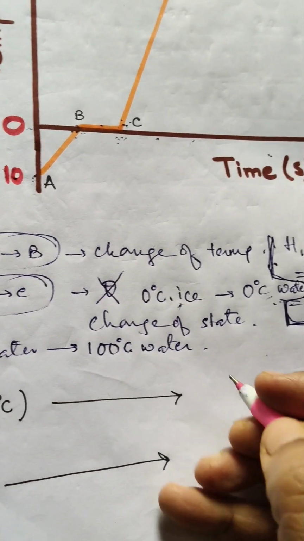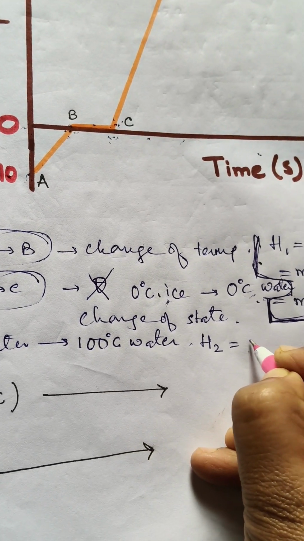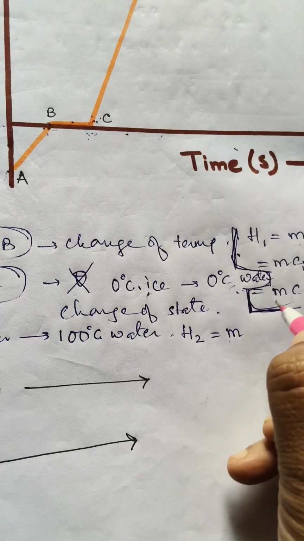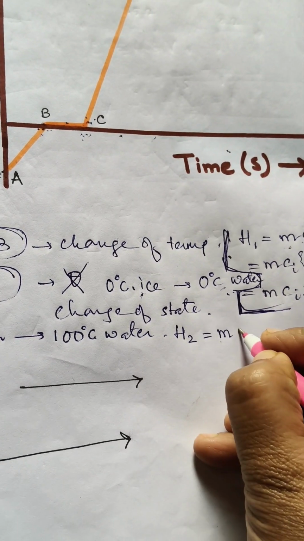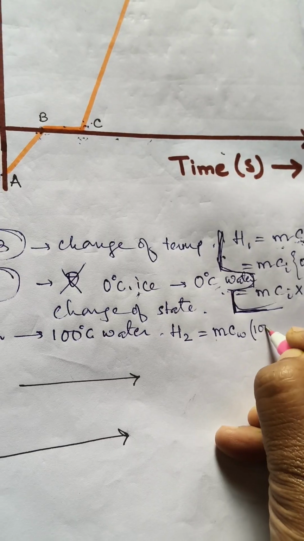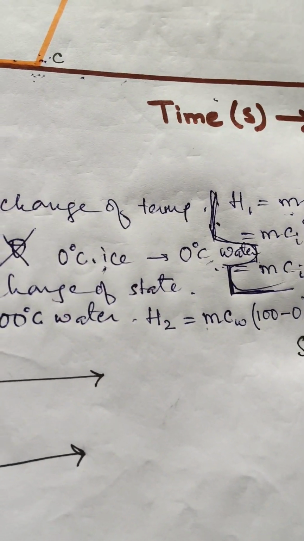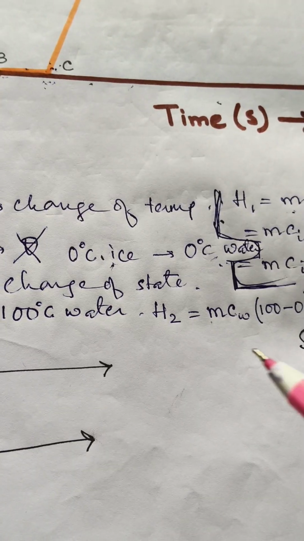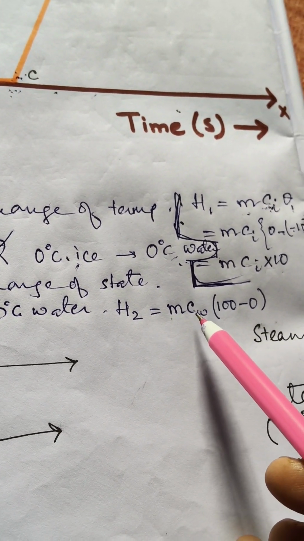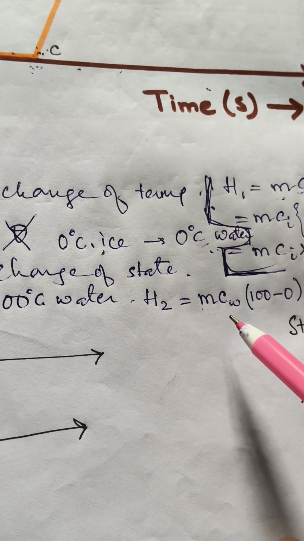So again, when you calculate the amount of heat absorbed, H2 will be mass of water, which is the same as mass of ice, where we started, then specific heat capacity of water, then change of temperature is 100 minus 0, isn't it? It is as simple as that, and you have to keep in mind what is the unit of mass, what is the unit of CW that I told you. I can discuss it in a separate numerical problem.